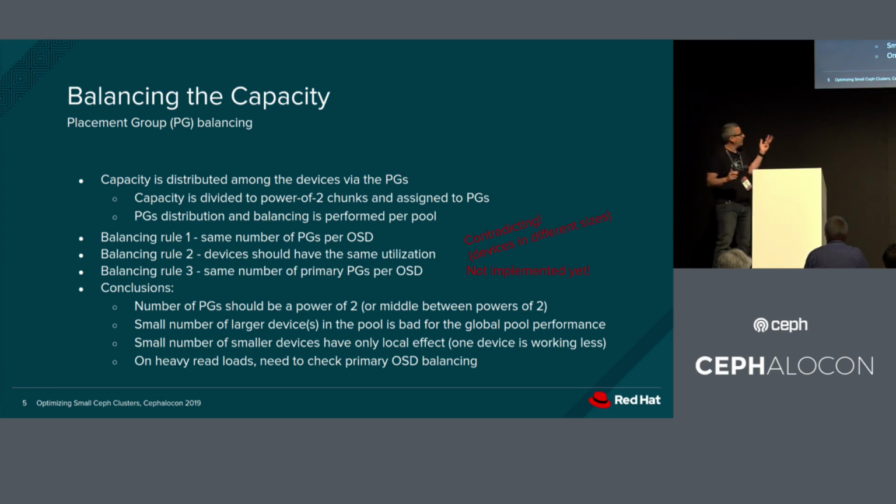And if we have heavy read loads, we need to check how the primary PGs are balanced. All of this is correct for replicas. For EC, in any case, it's not for high performance for various other reasons. But the behavior is different with EC than with replica.